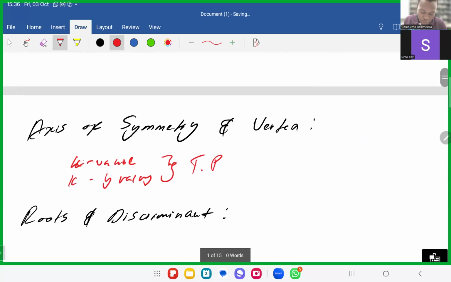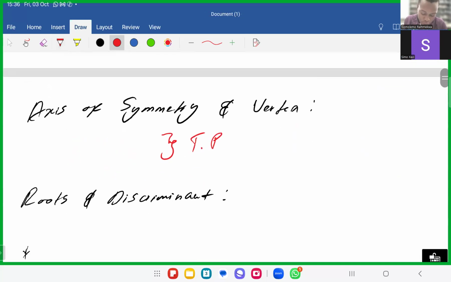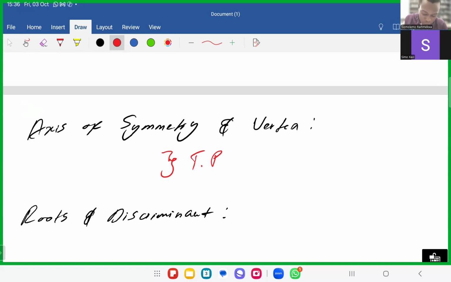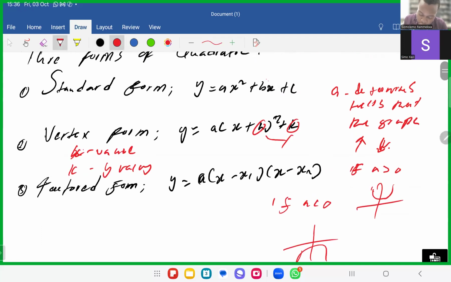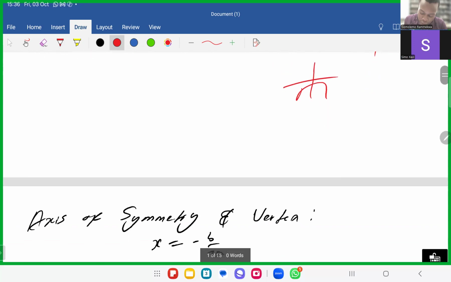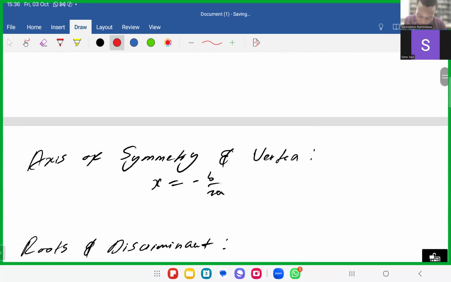Next, we're going to be looking at the axis of symmetry of the vertex. The parabola is symmetric about the vertical line where x is equal to minus b all over 2a. The value of b helps you find the x value of the turning point of the parabola.